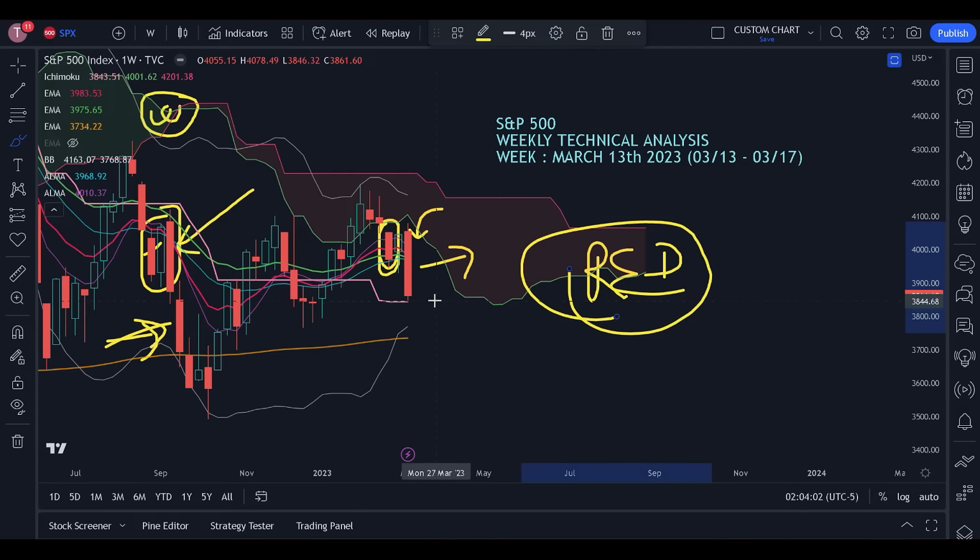Red color means you can see that by the next Friday, which will be 17th of March 2023, the weekly candle that is going to form here will most likely, or highly likely, be of the red color.